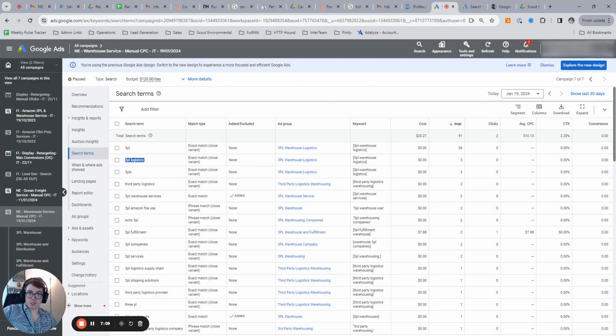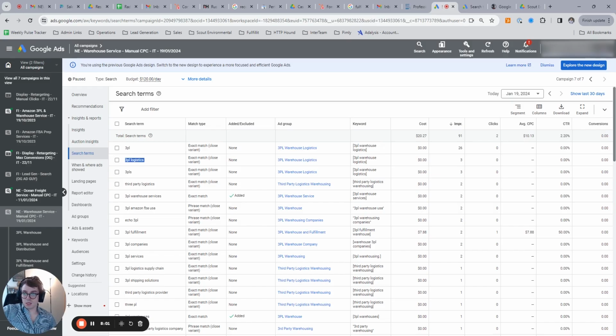3PL can mean a lot of different things. Third-party logistics is what the acronym stands for, but it's typically associated with shipping and transportation. Warehouse as a modifying word in this exact match keyword is really important because it focuses the search on people looking for inventory storage services. Not to mention, it's totally different as a search term, 3PLs, from the keyword we're targeting. Our keyword has 3 words. Google has left out 2 of those 3 words and is only targeting the first word in the keyword with the search terms that are being pulled in.